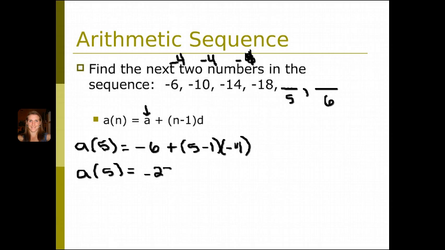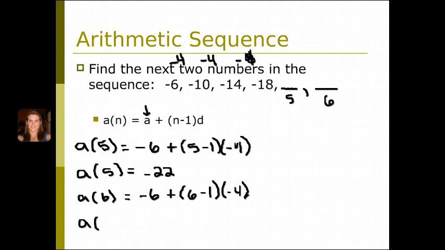And if we're looking for our sixth term, which is our second number that they're asking for in the sequence, I still start with my same A, which is -6, plus the quantity 6 minus 1 times -4. When I plug that into the calculator, I get the A of 6 equals -26.